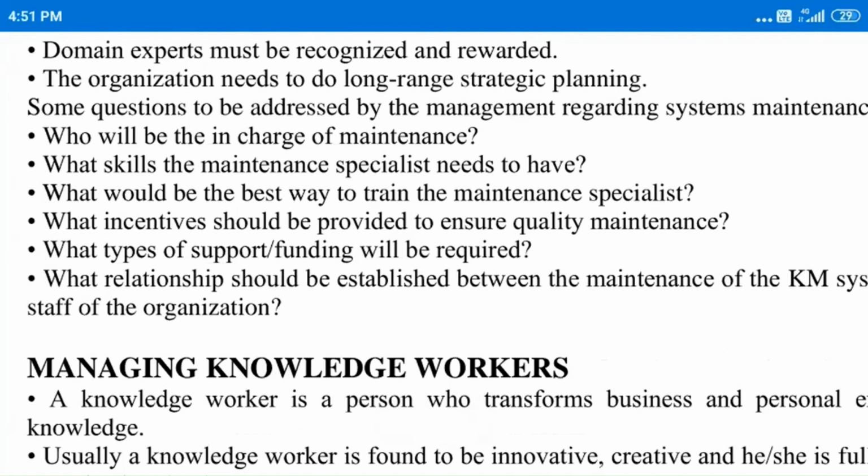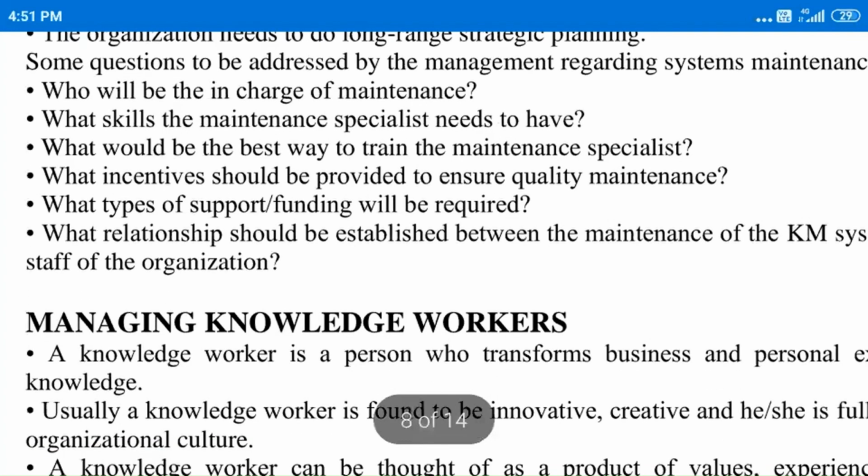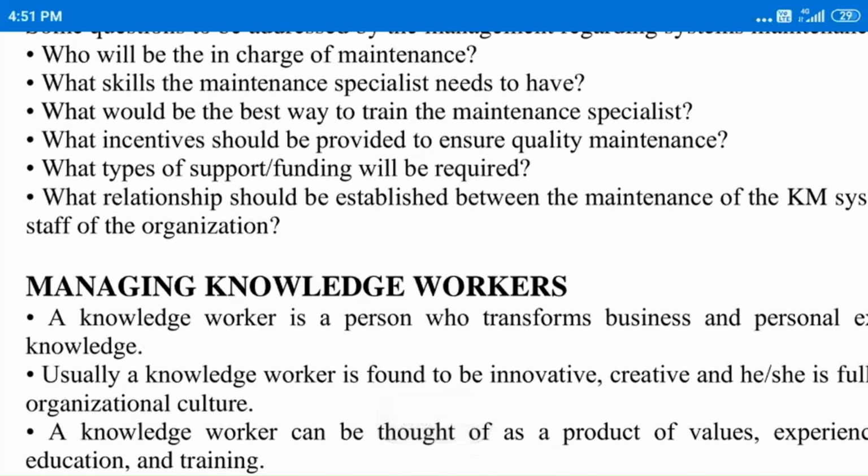And some questions regarding maintenance are also to be answered: who will take care, who will be in charge of the maintenance? If something goes wrong or if some functionalities are not there, it is good if the persons involved in the development of that project are given the responsibility directly. But otherwise, maintenance specialists are required, and they are to be trained based on the skills, so that they can ensure the quality of that system.